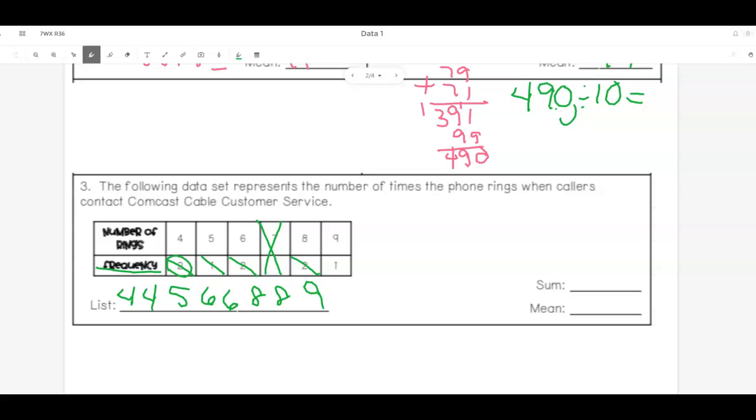I'm rewriting my numbers, so I have 2 number 4s. Now, you have to write the numbers out like I did. So 4 plus 4, plus number 5. No 7s. All right?